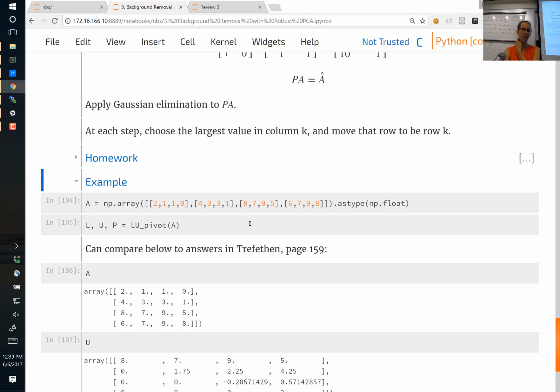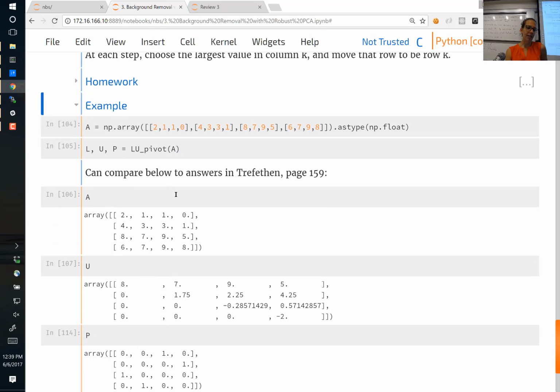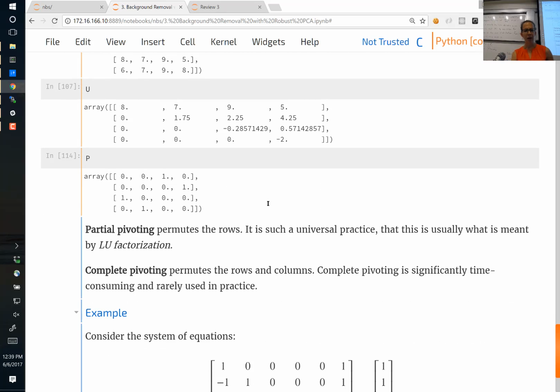And then we can see here, this is just going through. This is a different A than we had before. You'll get back L, U, and then a matrix of what your pivot, or your permutation matrix P. So that's letting you know how you permuted the rows. And you can check that this is an example from Trefethen. We get the same answers.